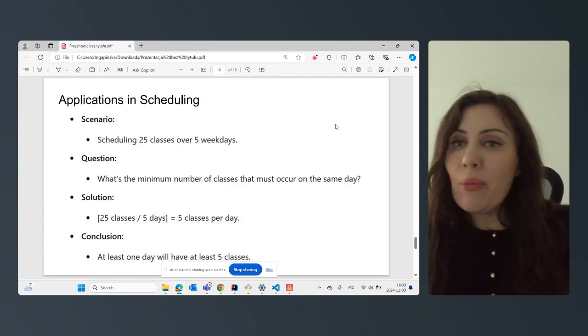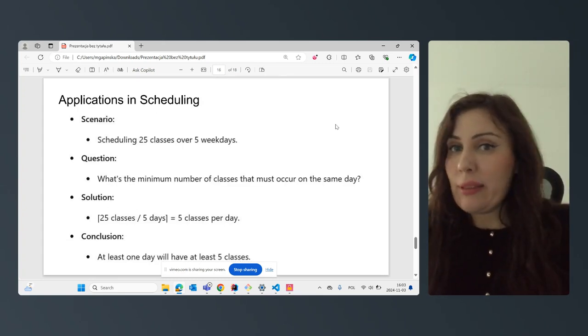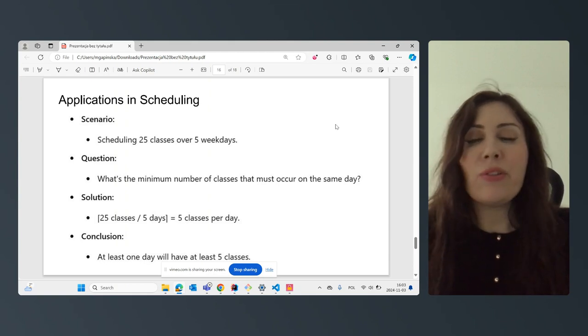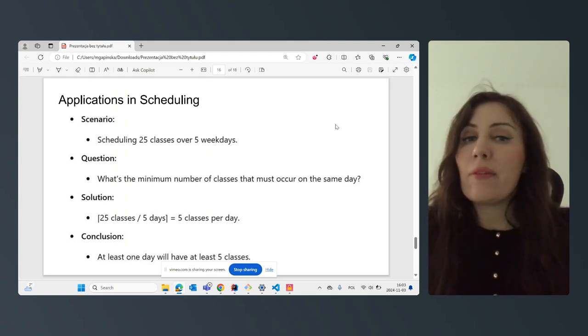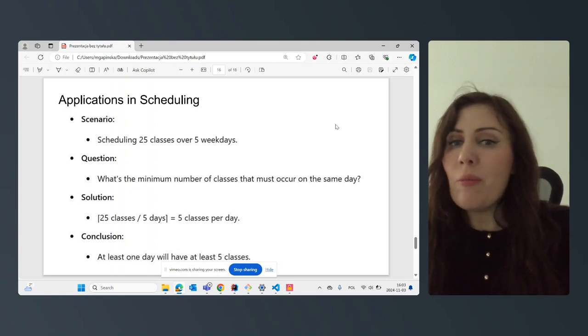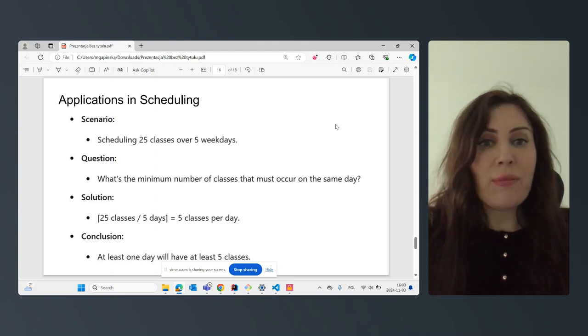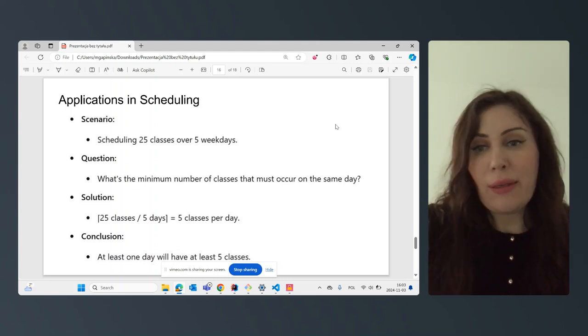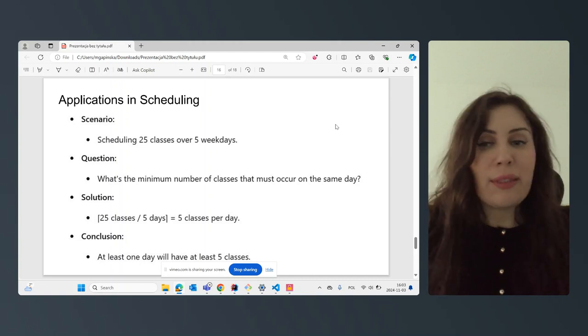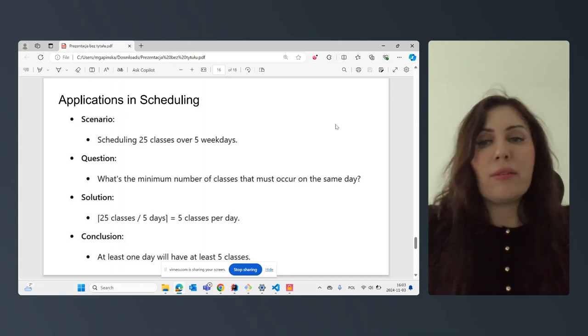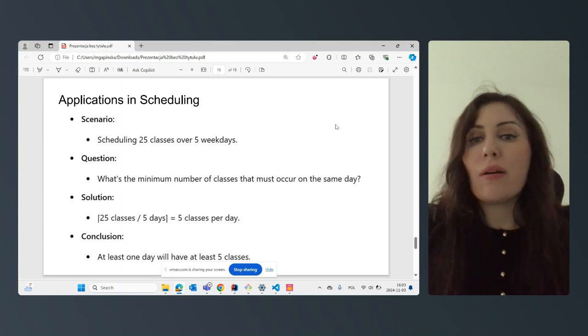And the next topic is applications in scheduling. Scenario: scheduling 25 classes over 5 weekdays. The question: what's the minimum number of classes that must occur on the same day? And here's the solution. The ceiling of 25 classes divided into 5 days, which is equal to 5 classes per day. Conclusion: at least one day will have at least 5 classes.